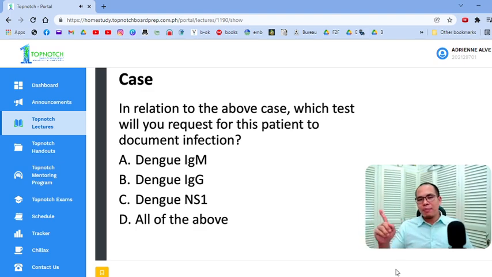Okay, for the first 3 days, the better test would be your NS1. Okay, your IgM, it's expected to be positive on the 5th day onwards pa. Okay, so for this case, 3rd day of fever, it's NS1. That's why it's very important to count. Sayang yung test, sayang yung pera, di ba?